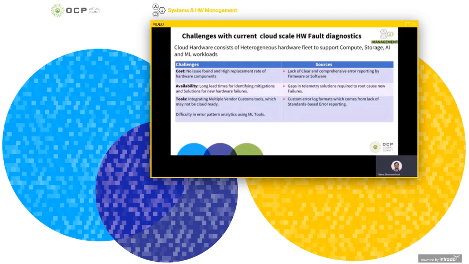Let's start with challenges. Cloud hardware consists of a heterogeneous hardware fleet to support compute, storage, and machine learning workloads. This hardware comes from multiple system vendors and component vendors. I see the challenges in three main areas: cost, availability, and tools.